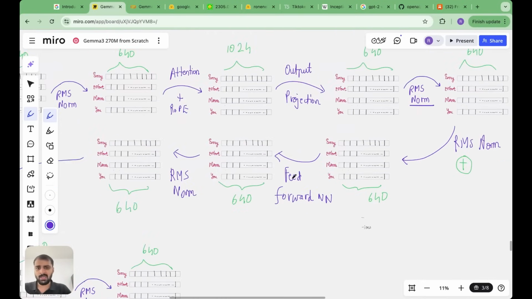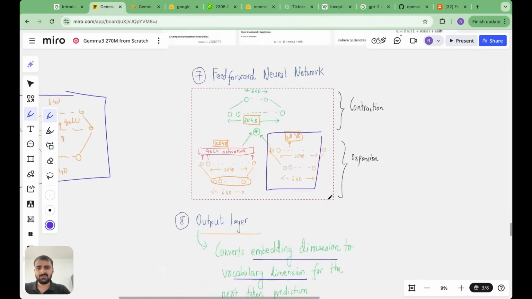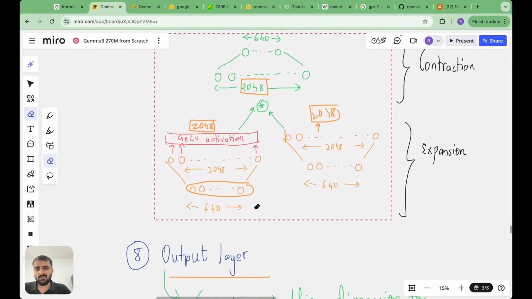Then we have a feed forward neural network, right? Now in this feed forward neural network step, this thing happens, which I just showed you. You might be understanding why I use 640 over here, because when the vectors reach this stage, they have a dimension of 640. So there are two neural networks in parallel.